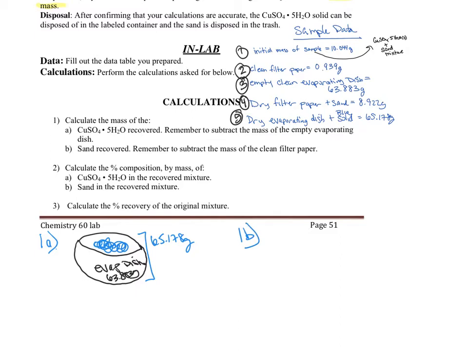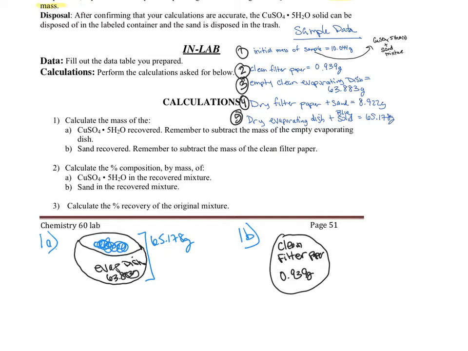1B, we want the mass of the sand recovered. Very similar thing. So we have our clean filter paper, with a mass, let's look, this is 0.2 in my notes. You have to figure out which letter that corresponds to for your data. And a mass of 0.939 grams. So you can see it's much lighter than the evaporating dish, which isn't surprising because this is paper.